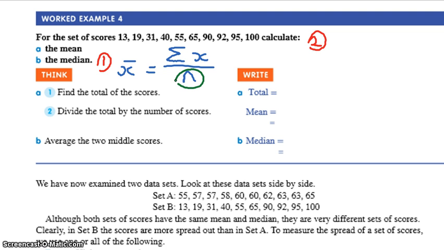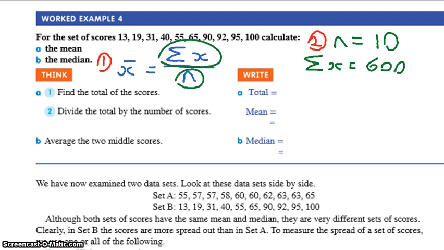Do we know what n is? Yeah, we do. What is it? 10? Yep. Okay. Do we know what sum of x is? No. Can we work it out? Yeah. Okay. Sum of x equals, now you could write down 13 plus 19 plus 31 plus 40 plus 55 plus 65 plus 90 plus 92 plus 95 plus 100. But I'm hoping someone's already done that and calculated it. 600? Excellent. So we now have that. We've now written down what we know. Step 3.